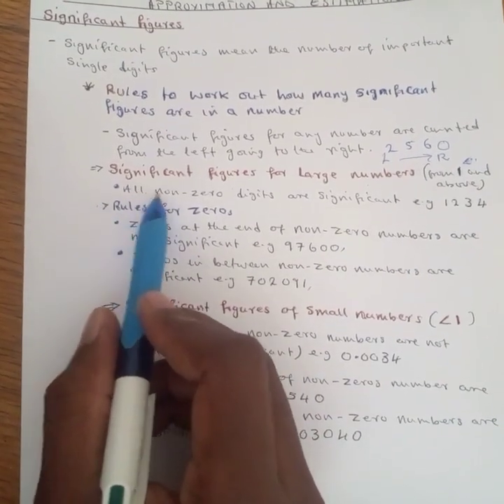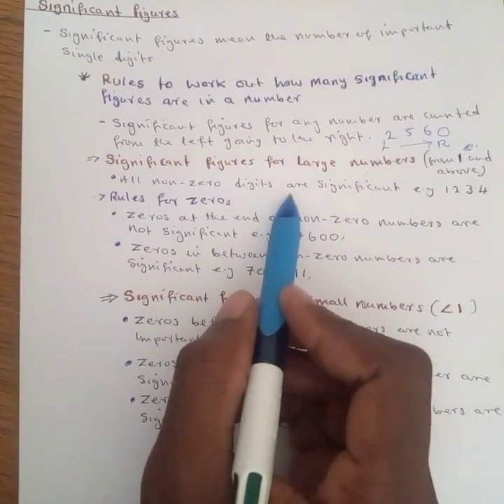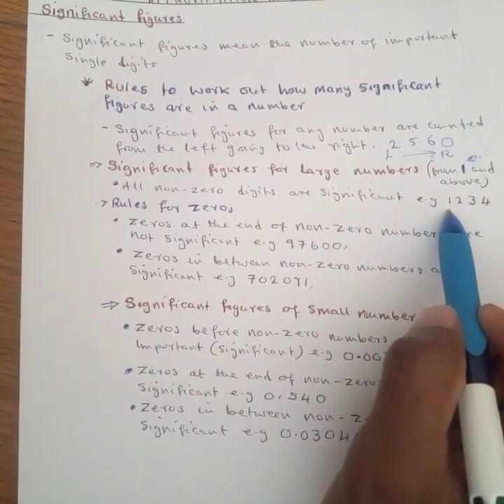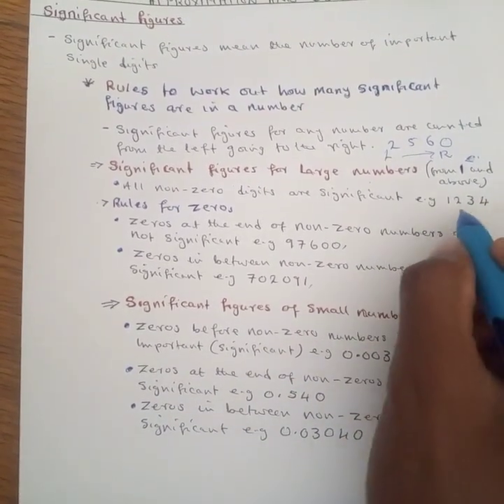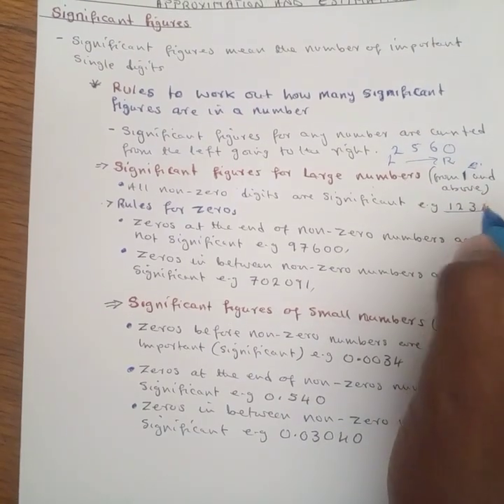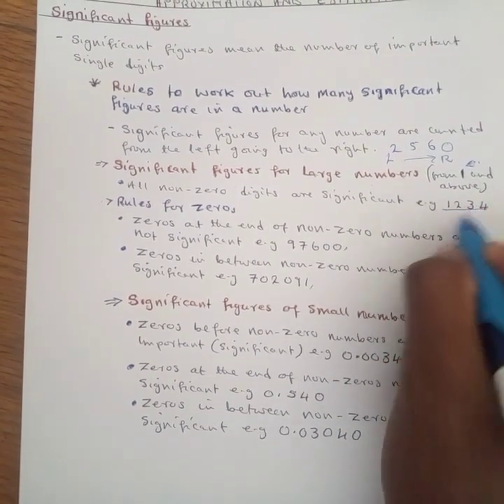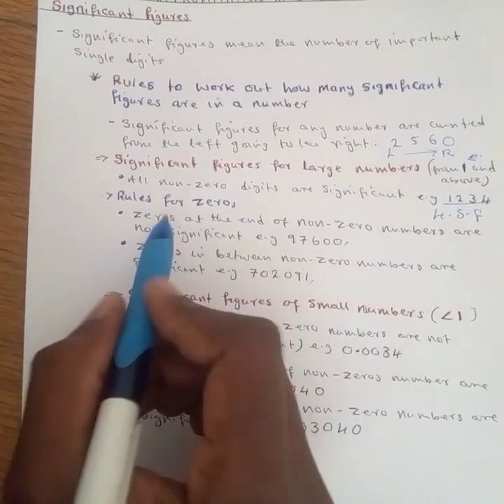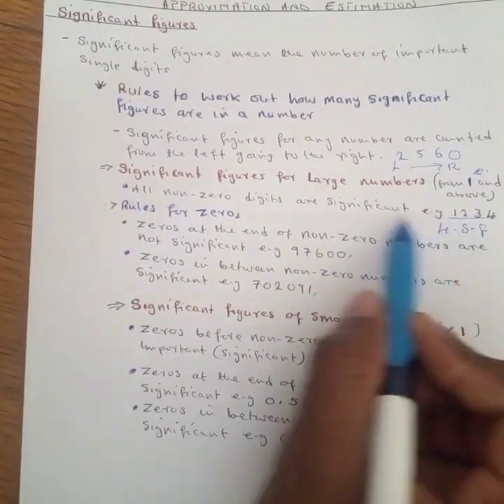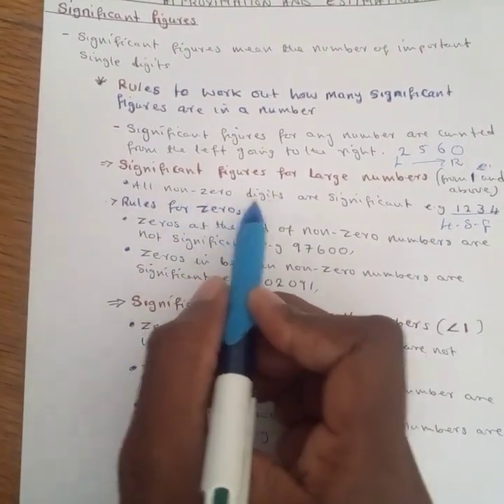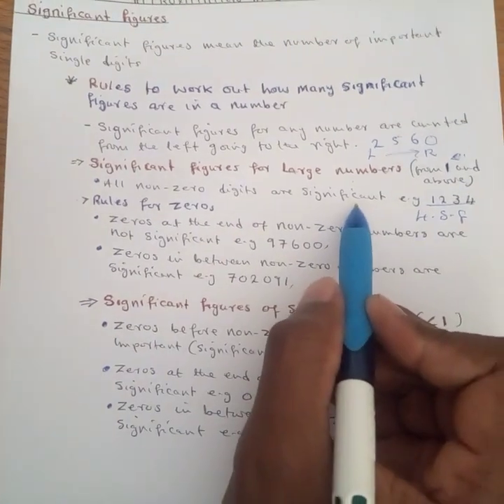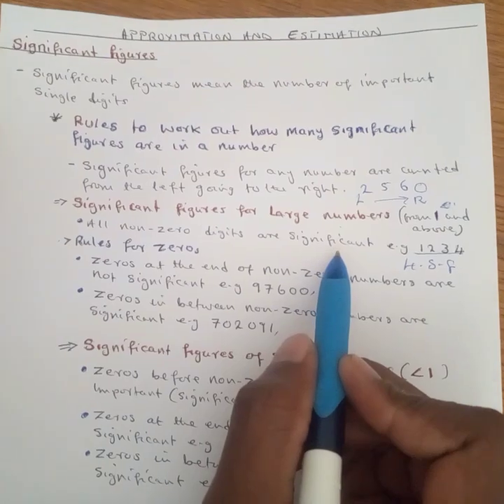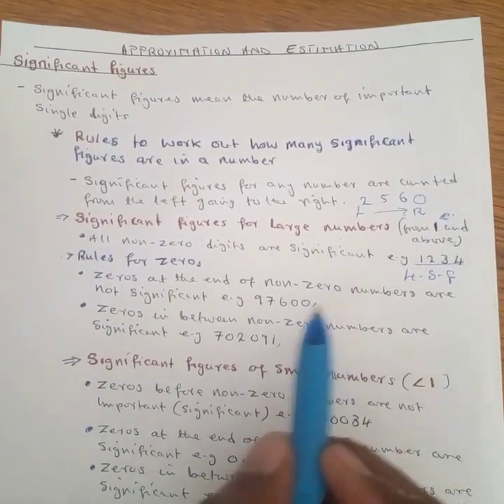So all non-zero digits are significant, for example 1, 2, 3, 4, meaning there is no 0 here. So all these are significant. In other words, we can say there are 4 significant figures in this number. So this is one thing you should know. All non-zero digits are significant because as long as there is no 0, that number is important. The digits are very important.